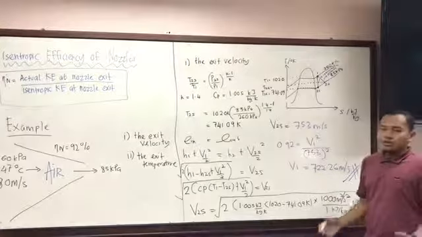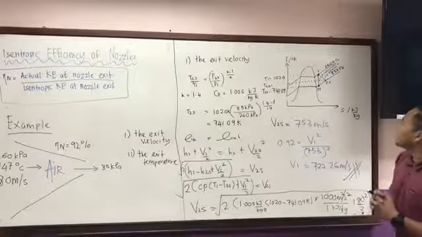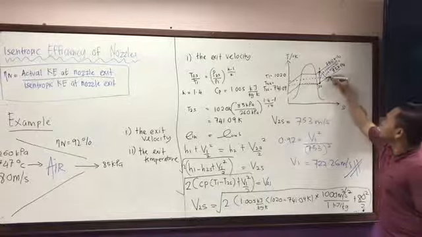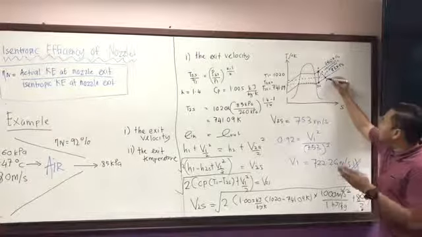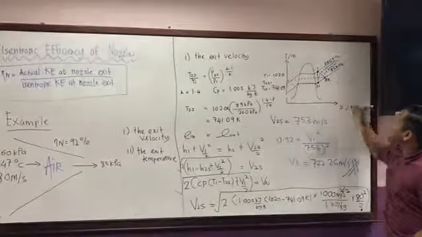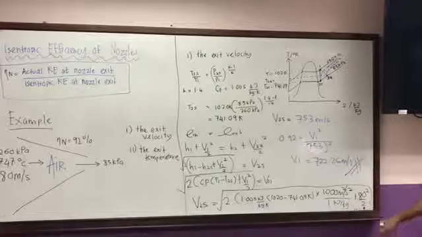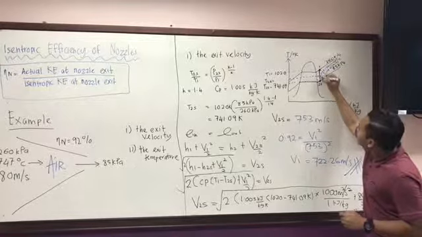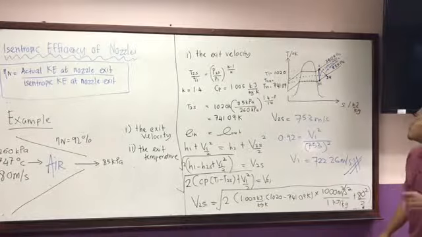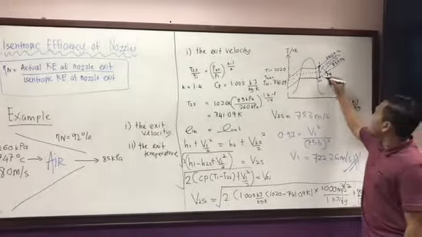The actual process of this nozzle is plotted as 2A, at 85 kilopascal, and the straight line from point 1 is the isentropic process, which we plot as 2S.